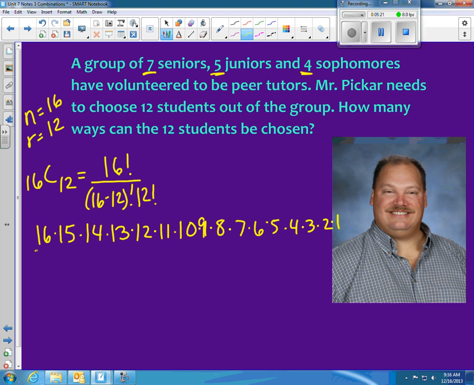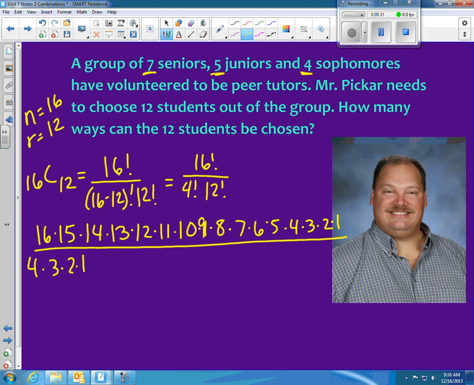All right, and then on the bottom, oh, we need to simplify that. We get 4 factorial and 12 factorial. So 4 factorial, 4, 3, 2, 1 times 12 factorial. Again, we're going all the way down to 1. Okay, so we're going to cancel out anything that's a duplicate. I'm going to start with the 12s because I know that I'm going to be able to cancel a lot right through here.